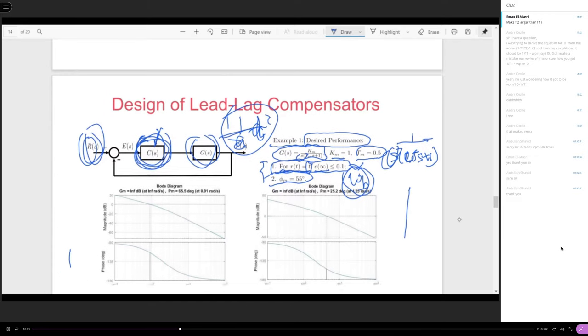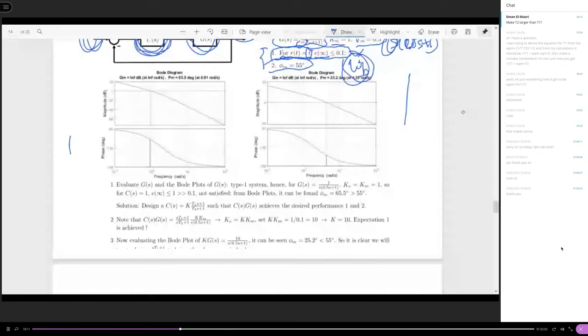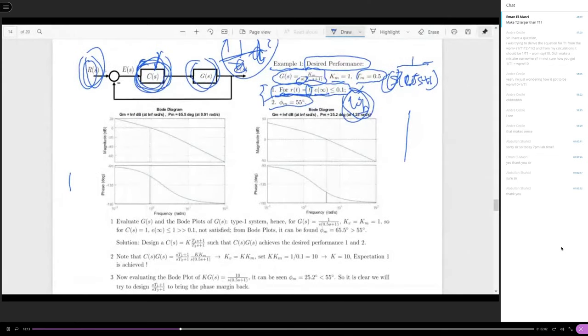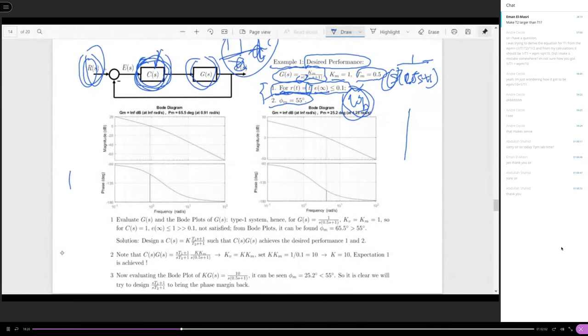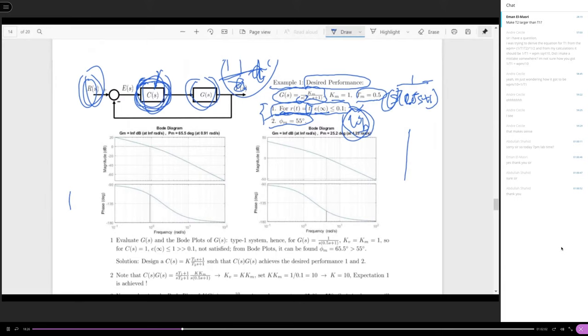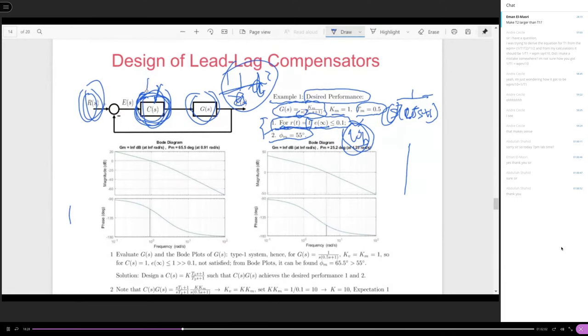Now, what is going to be the design procedure? I listed it here. The first step is that you need to evaluate the G of S, the plant itself, just treating it as if you have not designed any controller. So C of S is going to be one. No control action is added, so you only evaluate the plant itself.